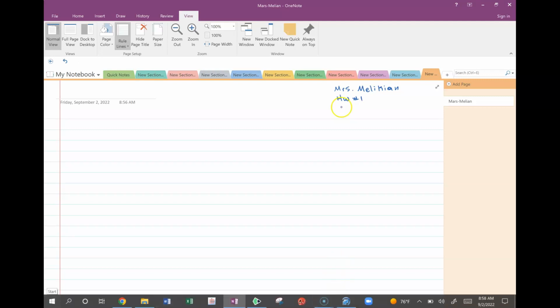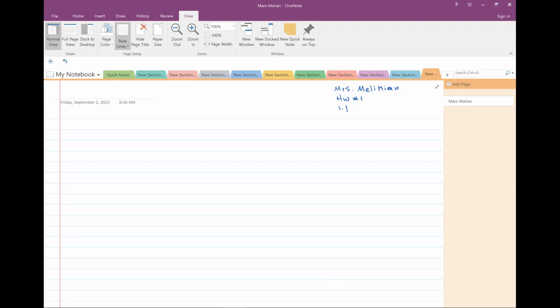So here's what you're going to do. You're going to put 1.1 here and then just put the problem numbers, like whatever numbers I've assigned here. So this is 19, 21, 25, 31, 33, and so on.